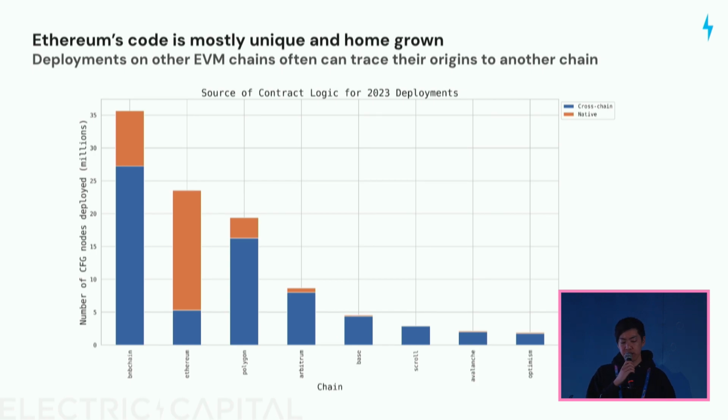The unique aspect of Ethereum's code base and Ethereum's deployed contracts is that the smart contracts on Ethereum are mostly unique and homegrown. Deployments on other EVM chains can often trace their origins to another chain. On the graph that you see on the screen, we can see that the vast majority of the contracts deployed on Ethereum contain logic that was first deployed on Ethereum. Whereas if you're looking at BNB Chain, Polygon, Arbitrum, Base, Scroll, Avalanche, Optimism, the vast majority of the logic that comprises the smart contracts deployed on those chains originates from another chain.